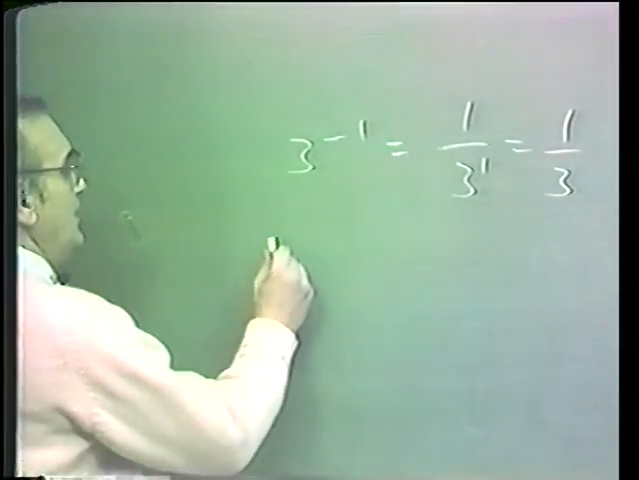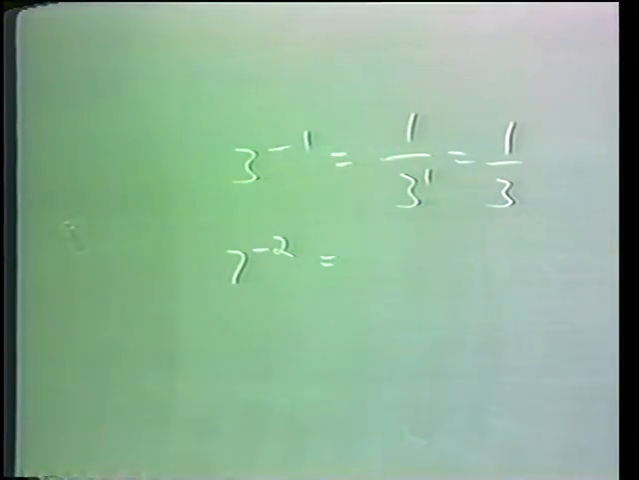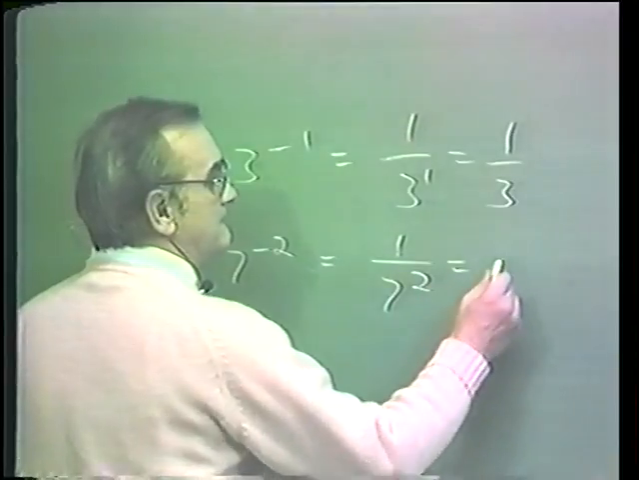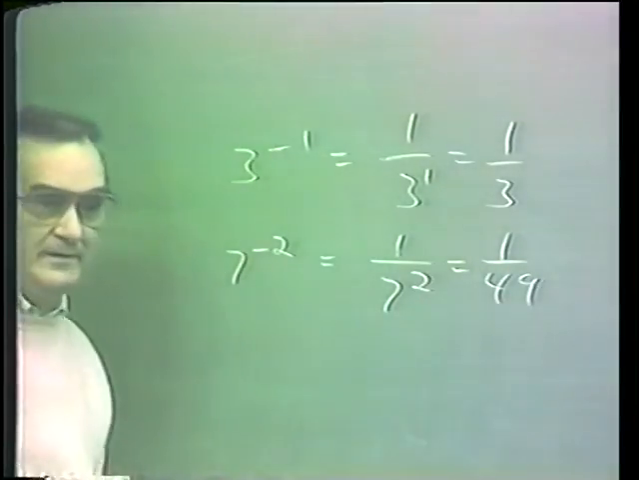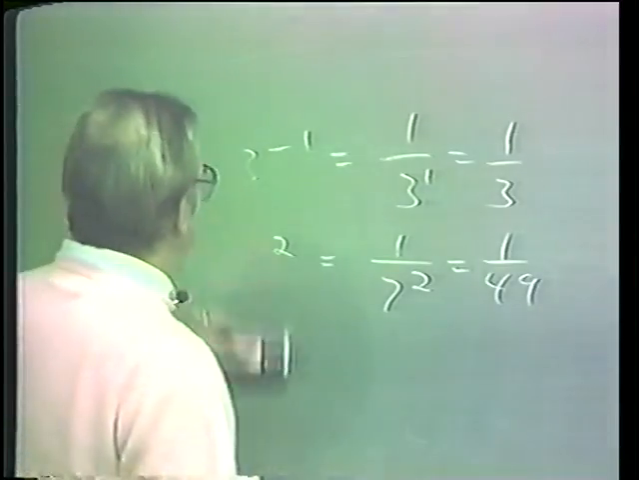Okay? What if we have 7 to the negative 2 power? And I ask you to write this in simplified form without negative exponent. What would that equal? Wong? 1 over 7 squared. Or 1 over 49. Very good. 1 over 49. Okay? See, nice and easy it is. They're not all nice and easy, though.